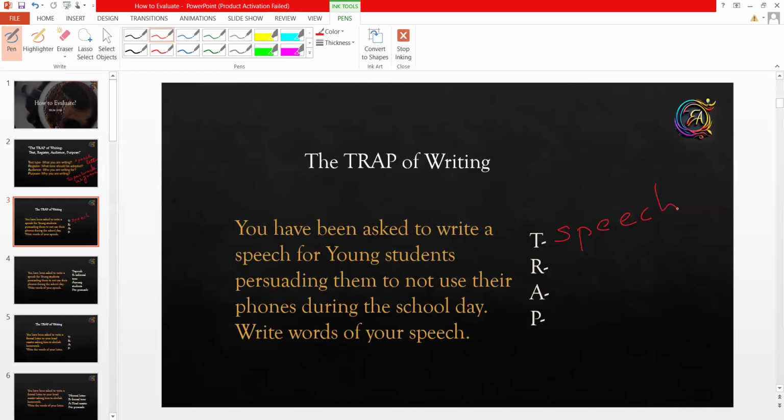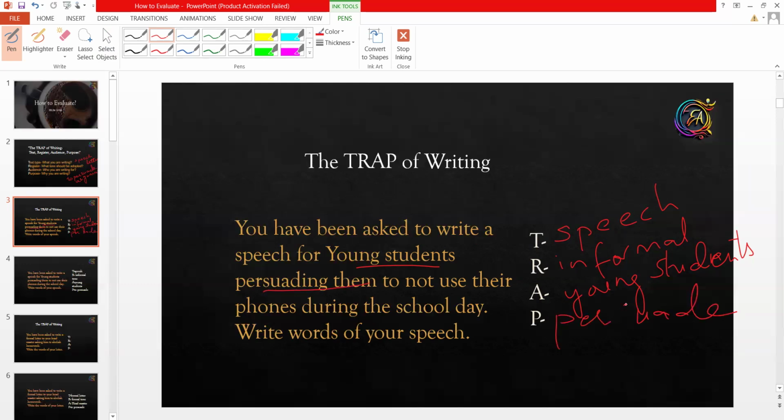Now the second thing, tone. Before tone, let us start with the audience. Who are the audience here? The young students. That means your tone should be informal, and the audience are young students. Now, what is the purpose? The purpose is to persuade them. See, it is even mentioned here.